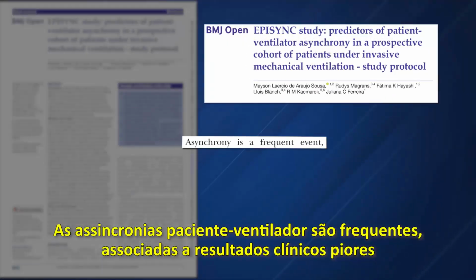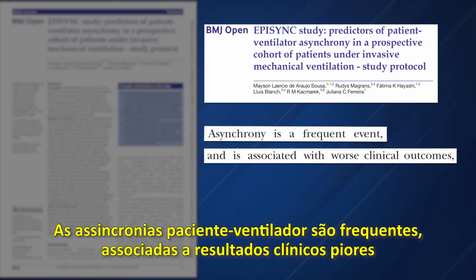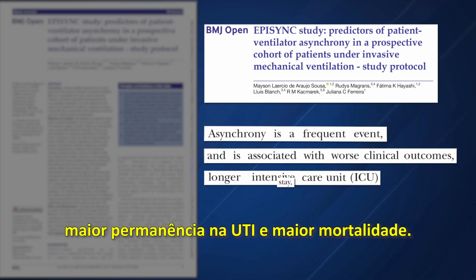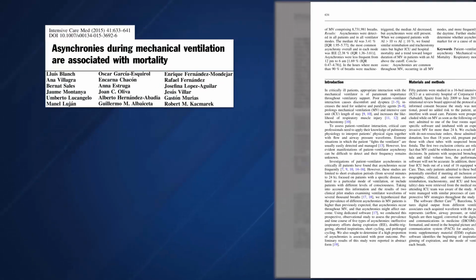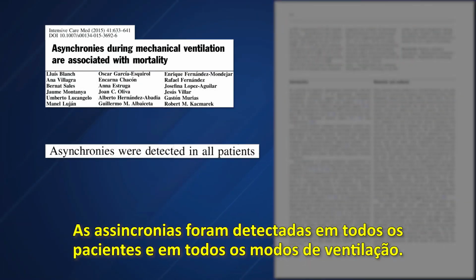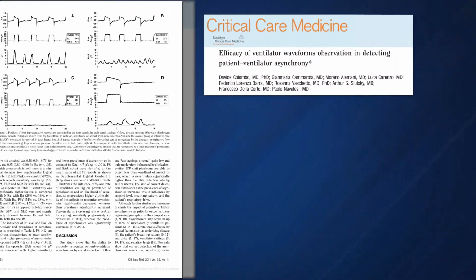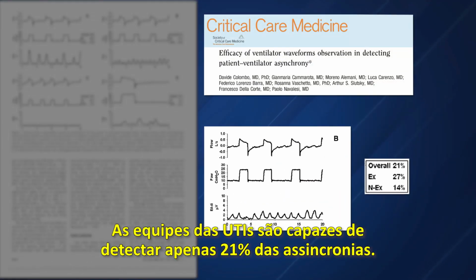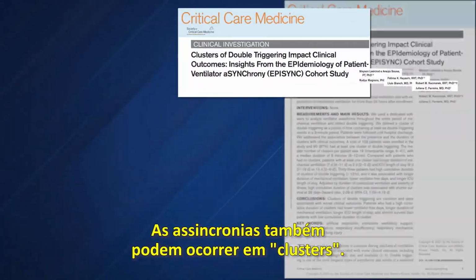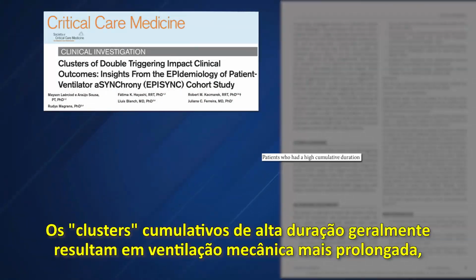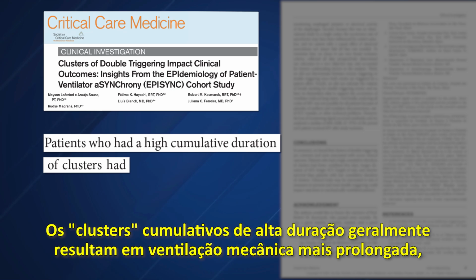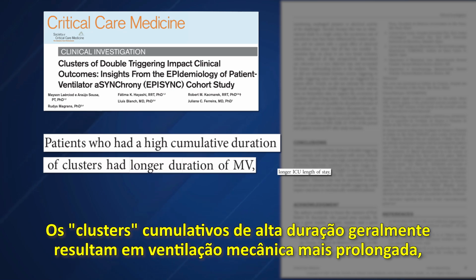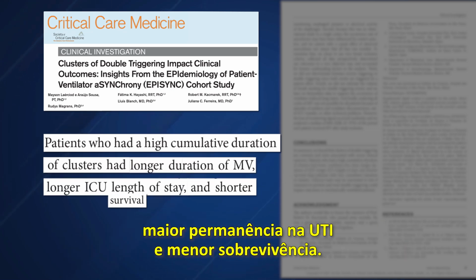Patient ventilator asynchronies are frequent, associated with worse clinical outcomes, longer intensive care unit stay, and mortality. Asynchronies were detected in all patients and in all ventilator modes. ICU staff is able to detect only 21% of the asynchronies. Asynchronies can also occur in clusters. High cumulative duration clusters usually result in longer mechanical ventilation, longer ICU stay, and shorter survivability.